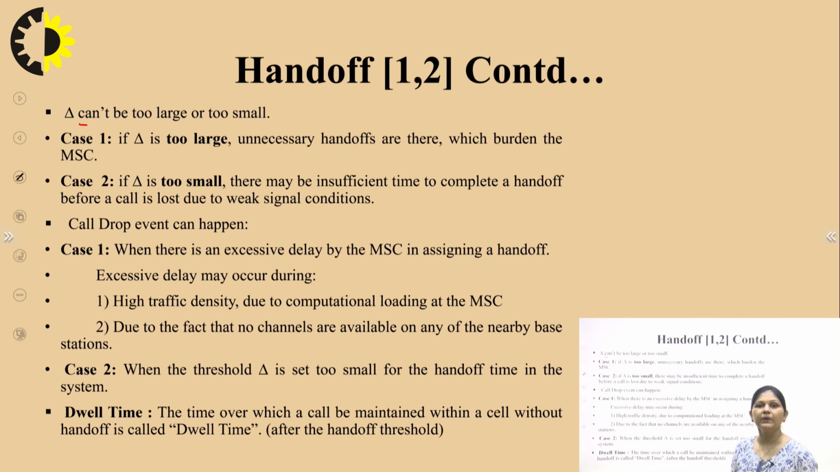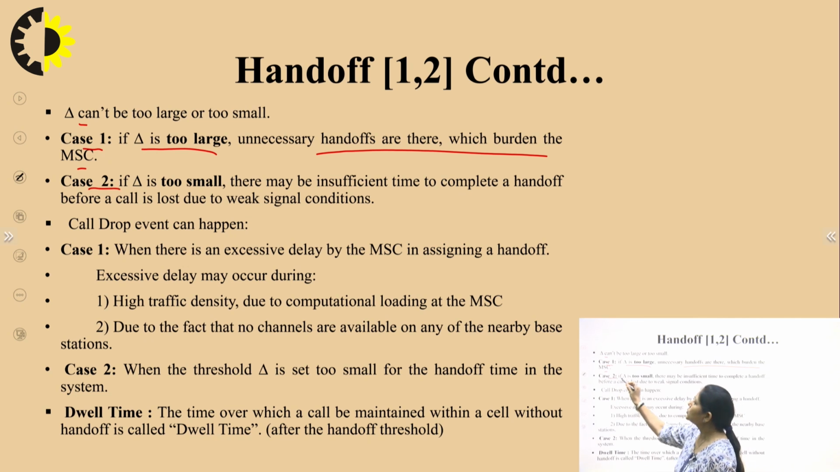Now what will happen if we consider the different cases of delta? Case 1, when the delta is too large. Unnecessary handoffs occur, which burden the MSC. If delta is too large and we keep taking decisions according to this delta that handoff should occur, then ultimately there will be lots and lots of handovers, and if the number of handoffs increases, it will put a burden on the MSC.